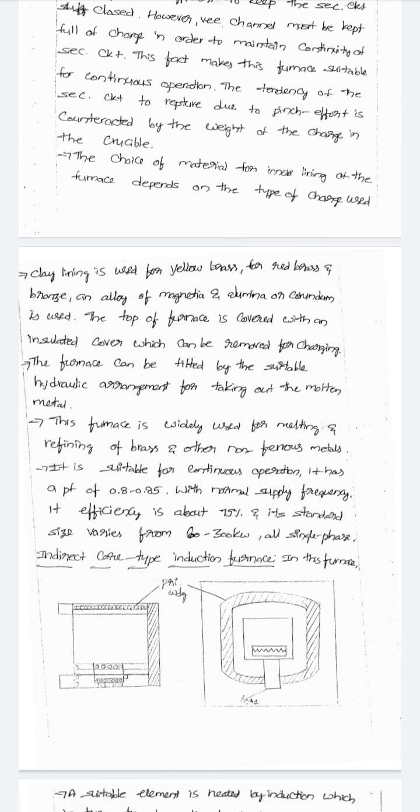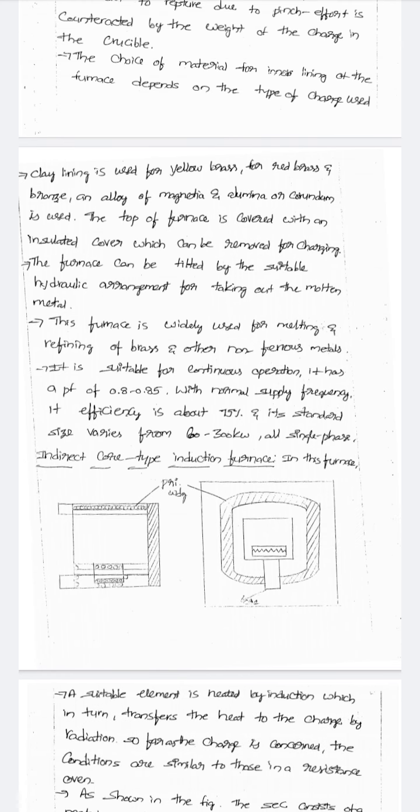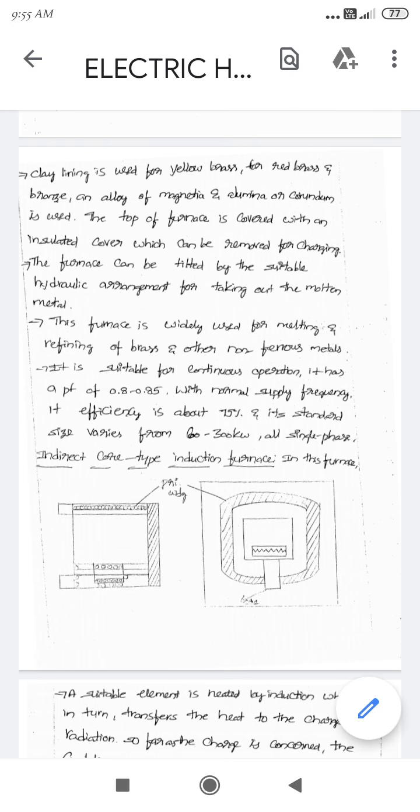Next, this furnace is widely used for melting and refining of brass and other metals. The power factor is 0.8 to 0.85 with normal supply frequency, and it gives an efficiency of 75%. The standard size varies from 60 to 300 kilowatts, all single phase. The next classification we will see in the next class. Okay, thank you.